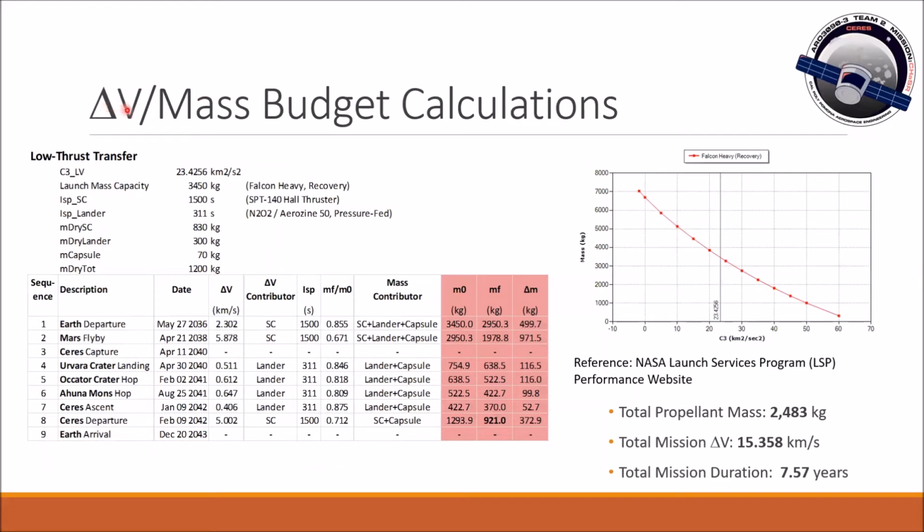So just like what was shown with the impulsive maneuver, we also have our delta V and mass budget calculations with similar sequences. We can see here that we arrive back at Earth with a final mass of 921 kilograms, leaving an excess of 21 kilograms, assuming the landing and ascent module does not return. When we sum up our budget, we get a total propellant mass of around 2,500 kilograms and a total mission delta V of around 15 kilometers a second.